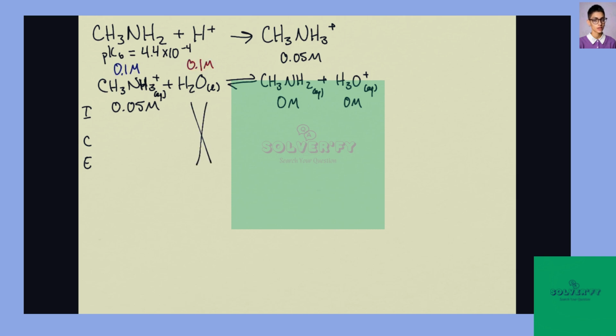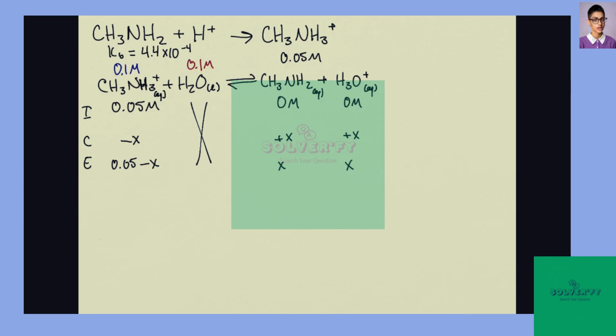For the change, we react some unknown amount that we can call X to form X of each product, and we'll solve for X later. Our equilibrium will be our initial amount plus our change. So for CH3NH3+, it is 0.05 minus X. For the products, it's just X for each of them. But look, I just realized I made a mistake here. This should be just Kb, not pKb. It's an easy mistake to make, but it really messes up your calculations.